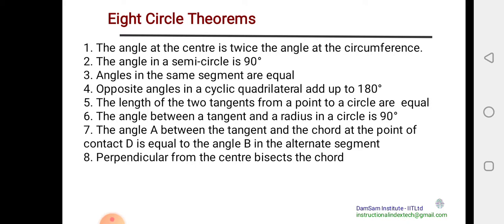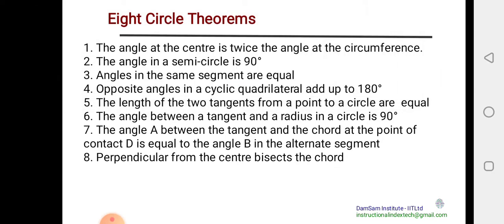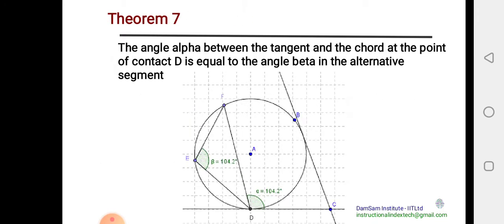Let's move on to the next one. Number 7. Please let's be very careful at this one. The angle A. What do we mean by angle A? The angle A between the tangent and the chord at the point of contact D is equal to the angle B in the alternate segment. Let's take note of this very carefully.